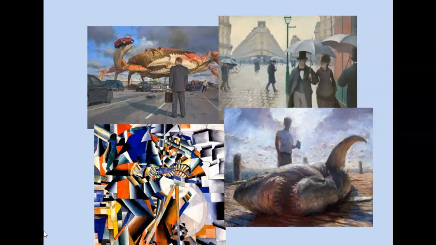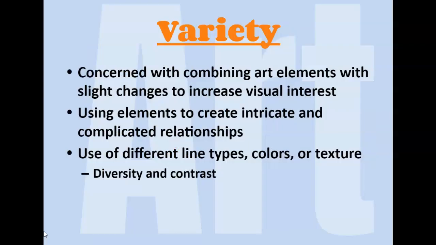Then you have the proportion of the man compared to the shark on the bottom right. So you're able to see how large a shark is compared to the person who either is a bystander or could be the person who caught it. Then we have variety. Variety is concerned with combining art elements with slight changes to increase visual interest, using elements to create intricate and complicated relationships. It's a use of different lines, types, colors, or textures, and it brings diversity and contrast to an image.